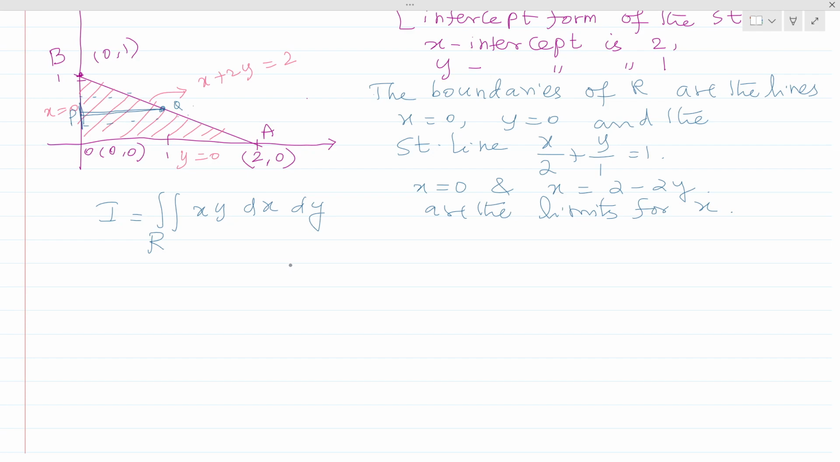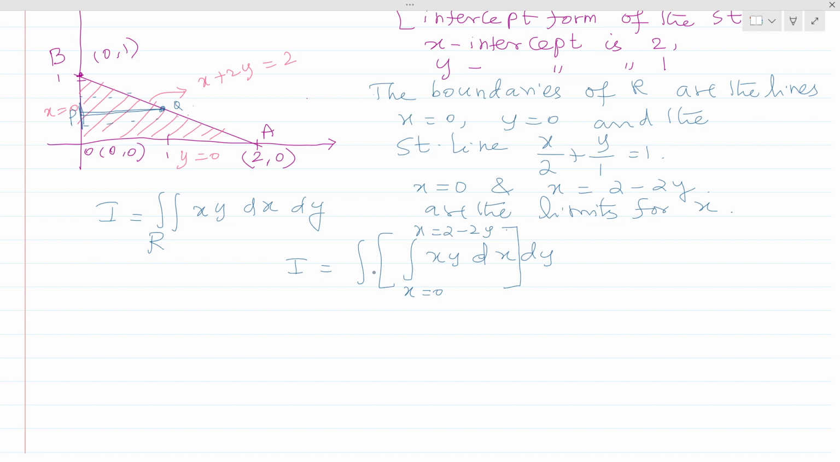Therefore we can write that I equal to double integral, outer integration, inner integration, xy dx dy is there. Then it is the inner integration, this is the outer integration. First we have the limits for x equal to 0 to x equal to 2 minus 2y.